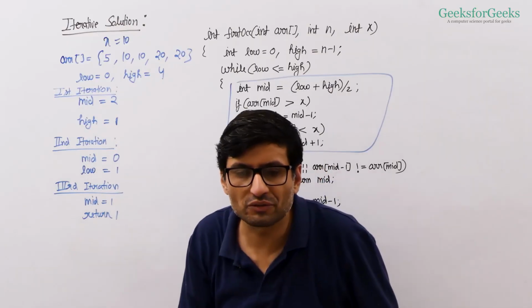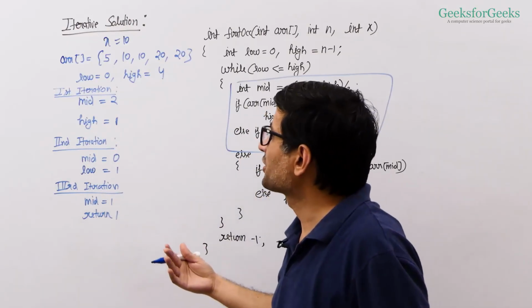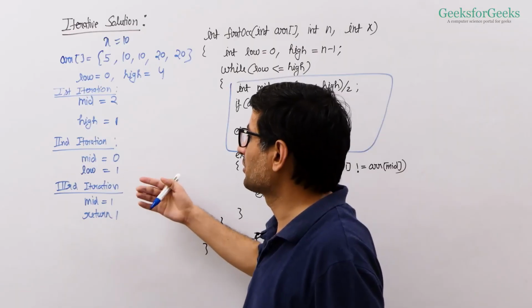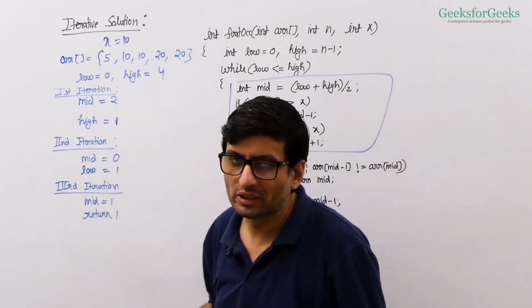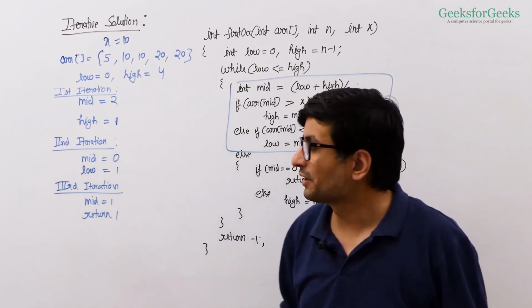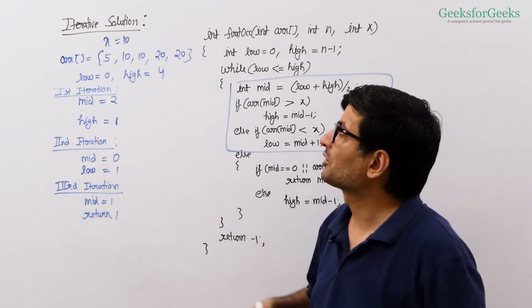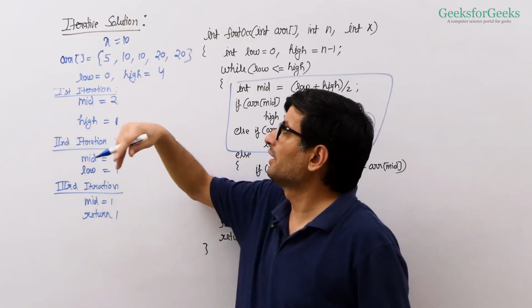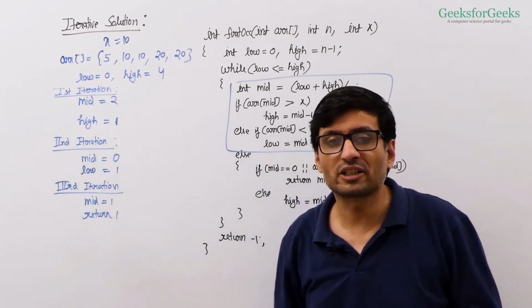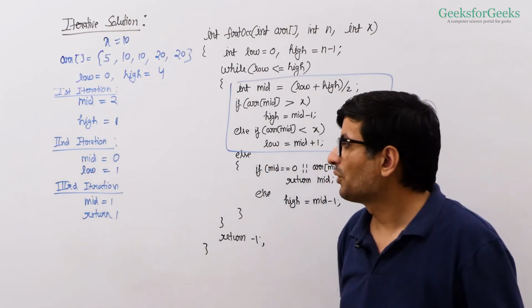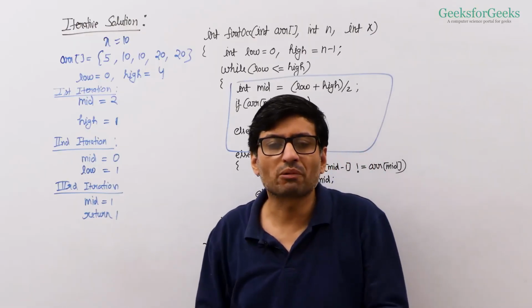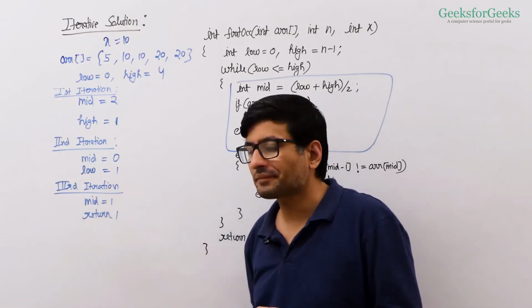Now the second iteration of the loop begins. In the second iteration, we again compute low plus high by 2. So low was 0 and high is now 1. So 0 plus 1 by 2 is 0. So we get the mid as 0. Now we again check which case we are in. So we compare array[mid] with x and x is greater than array[mid]. So we go to the right half. When you go to the right half, you change low to mid plus 1. So your low becomes 1.